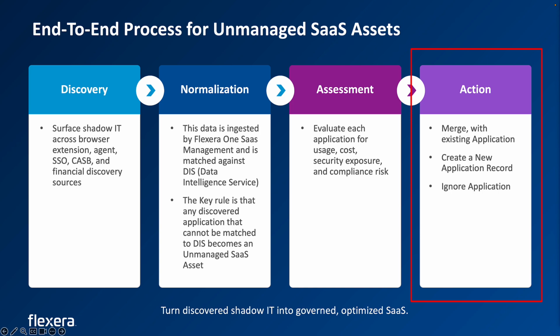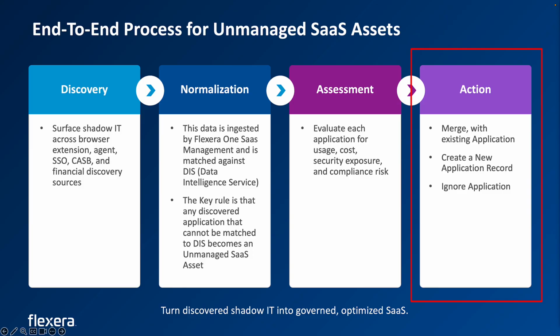Our last action is ignore application. This marks an app as not relevant and removes it from active governance workflows. It's used for low-risk or non-business applications or noise, such as social media or test tools. This helps reduce data clutter and noise.